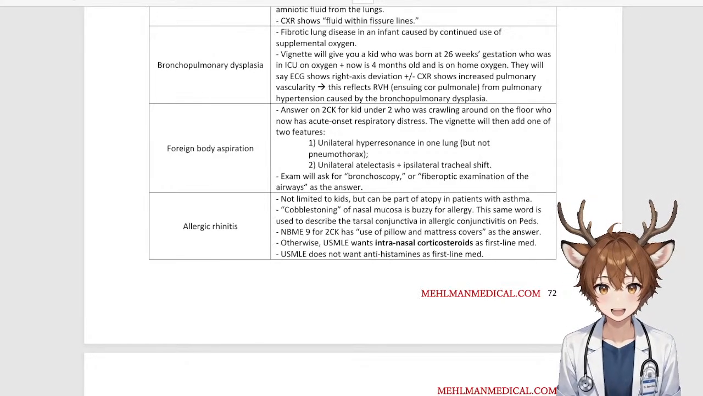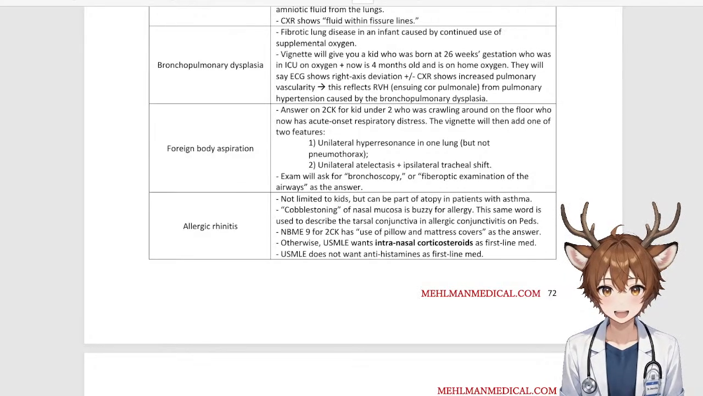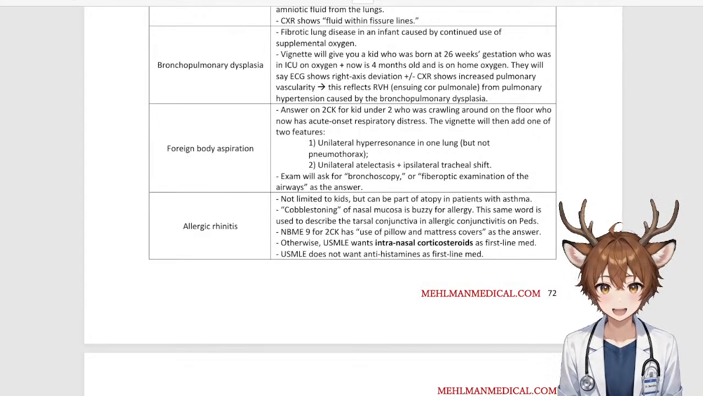The exam will ask for bronchoscopy or fiber optic examination of airways as the answer. Again, bronchoscopy or fiber optic examination of airways.